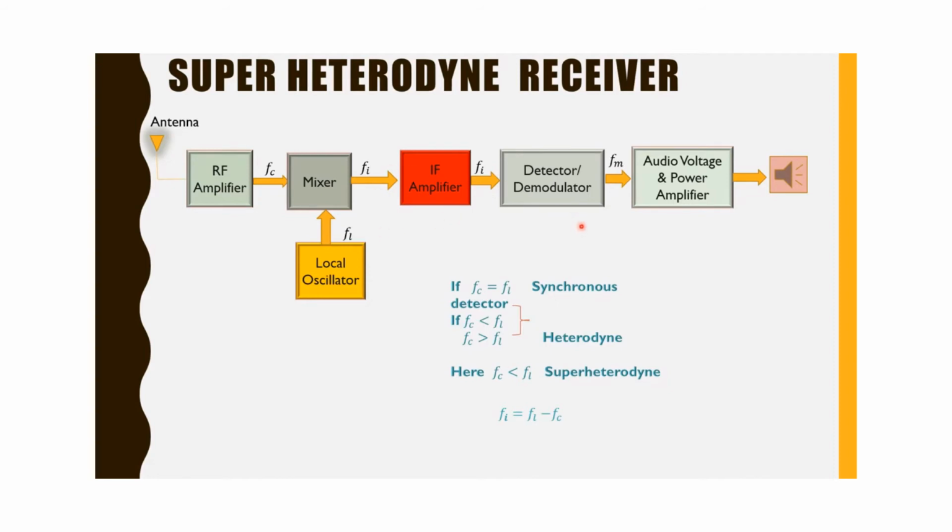After IF amplifier, there is a detector or a demodulator circuit. It is an AM receiver, so we will use any AM demodulator like envelope detector here. Envelope detector circuit will produce message signal or baseband signal from intermediate frequency signal. So output of demodulator circuit will be our baseband signal or message signal. And after that there is an audio voltage and power amplifier. Purpose of audio voltage and power amplifier is just to amplify message signal.